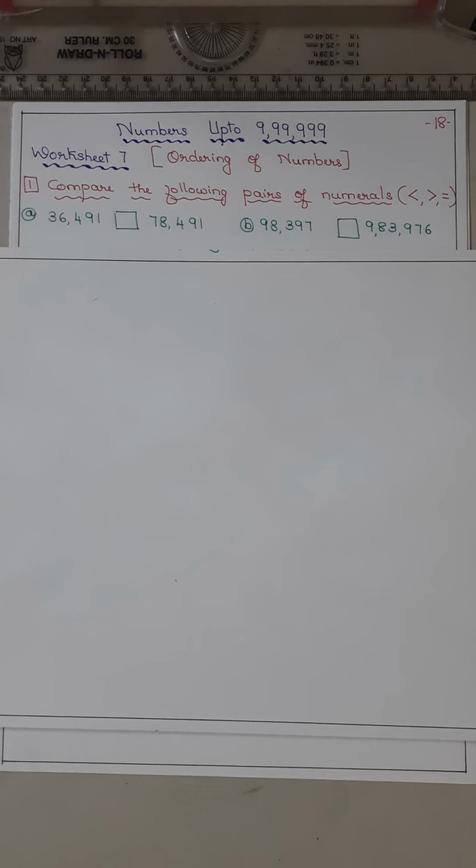We were discussing the lesson on numbers up to 9,99,999. Now coming to worksheet 7, it's on ordering of numbers, that is comparison, ascending order and descending order. This you have done in the lower classes, the same method, but now with bigger numbers. Okay, the method is the same. Compare the following pairs of numbers or numerals by using lesser than, greater than or equal to sign.